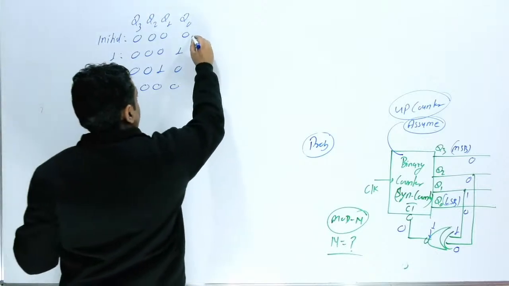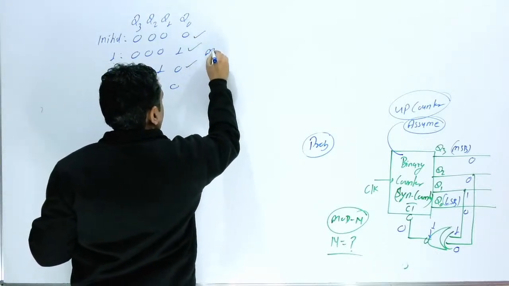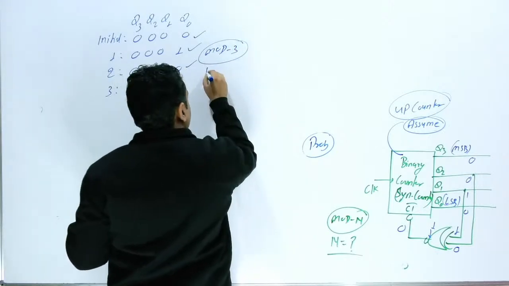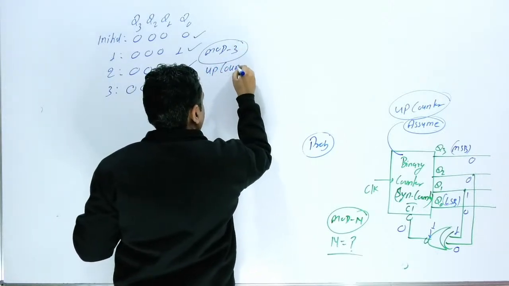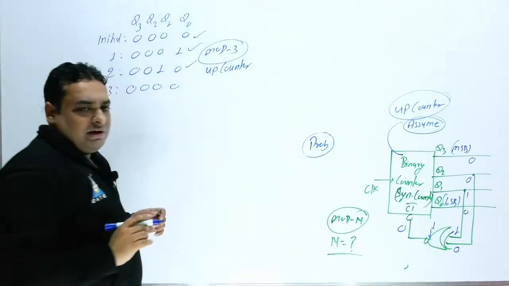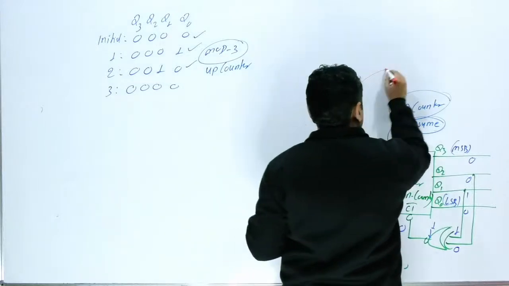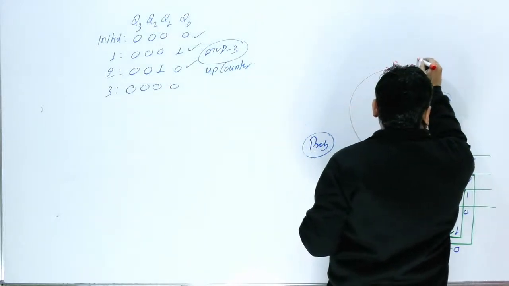So here this is the first state, second, third. So this is a mod 3 counter. This is mod 3 and your assumption is up counter. This is the answer. So the answer is mod 3 up counter. What was your second assumption here? My second assumption is here, this is a synchronous clear.